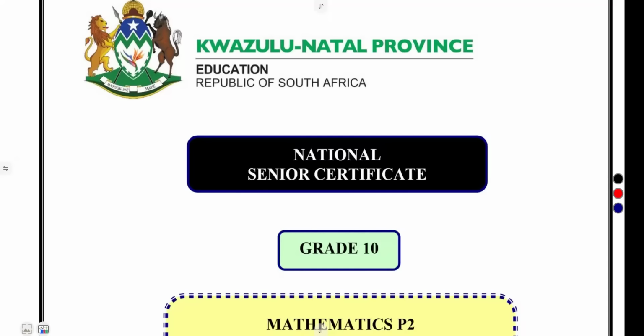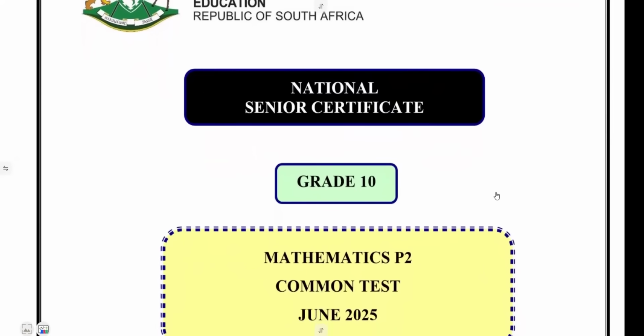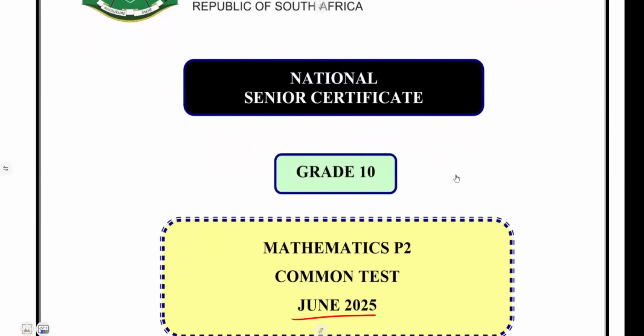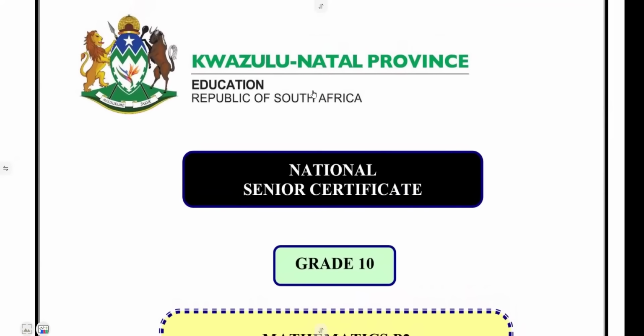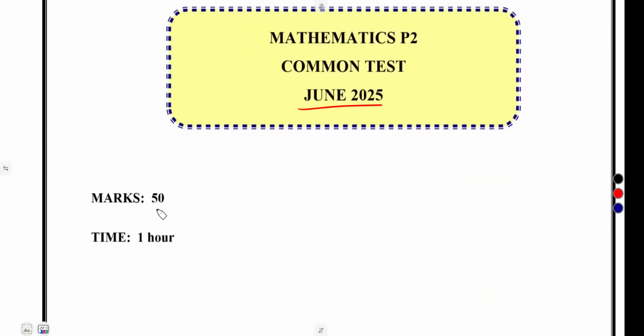We are still on our revisions, and this is a Paper 2 that we are going to consider. That was our Mathematics Paper 2 common test, June 2025. We are going to consider this from our KZN province. Considering this paper, you have 50 marks and the time frame was supposed to be 1 hour.